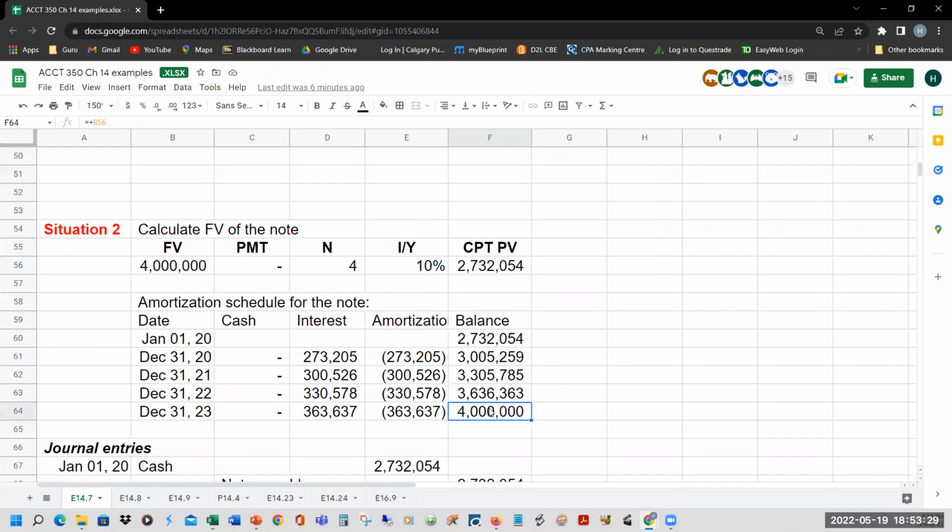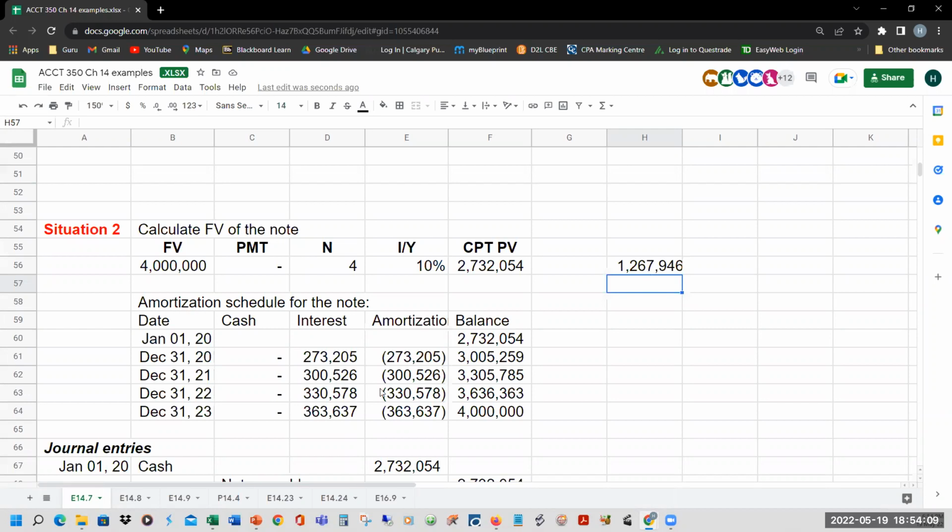And the key is that at the end of the amortization period, when we hit maturity, the balance in the liability should be equal to the face value. So even though we start with the note at $2,732,000, we should end at $4 million. And what will happen is that the difference between the face value and the present value amount, the $1,267,946, is the total amount of interest expense that the company is going to end up recording.